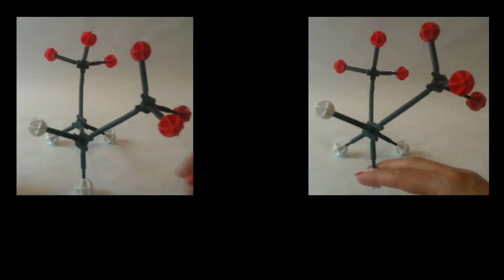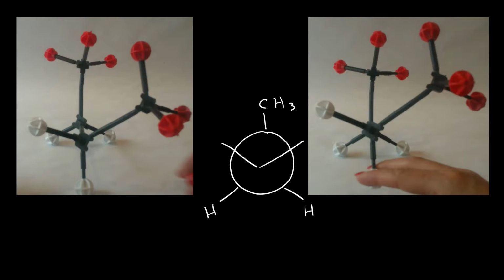After doing a rotation, you can see that the Newman projection would, in the back, still look the same. We'd have a methyl group sticking up and hydrogens off to the sides, but in the front this time, we're going to have H and CH3. So now the dihedral angle between these two methyl groups is 60 degrees.